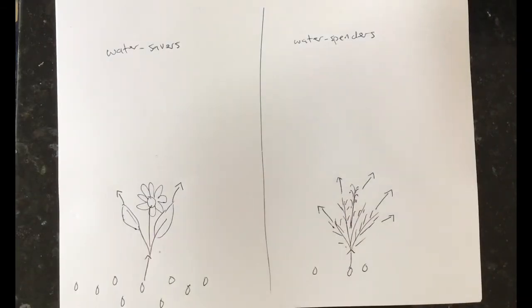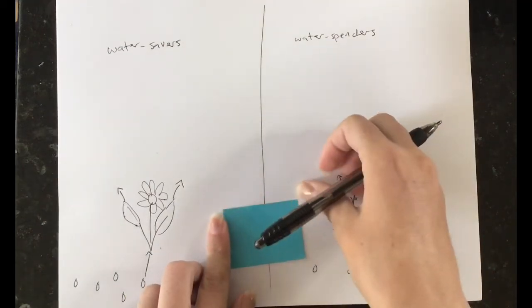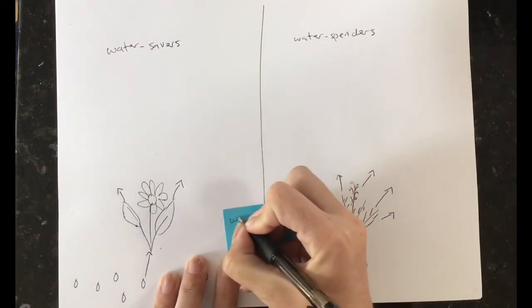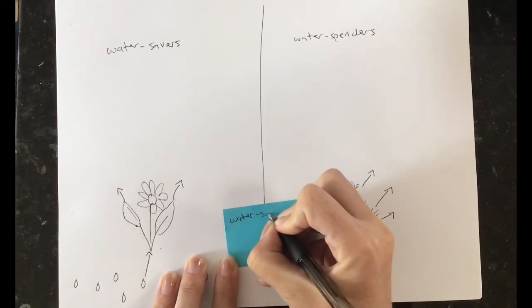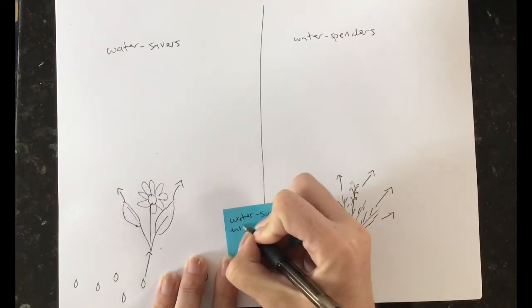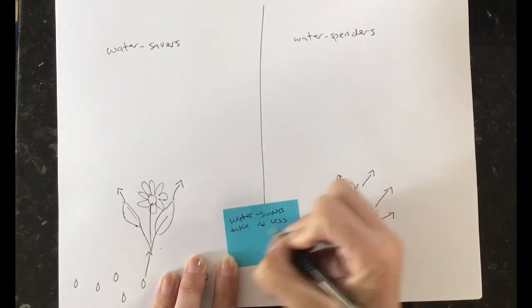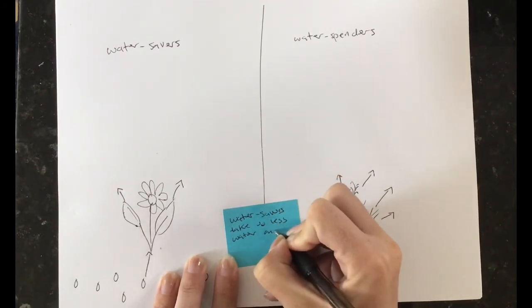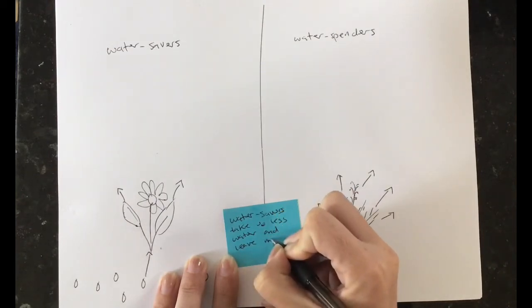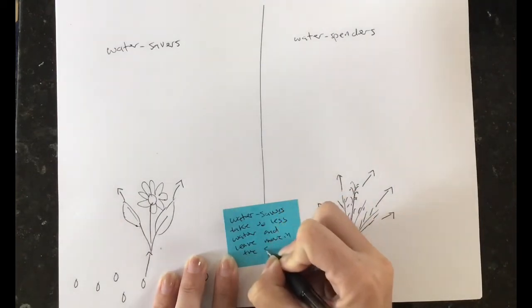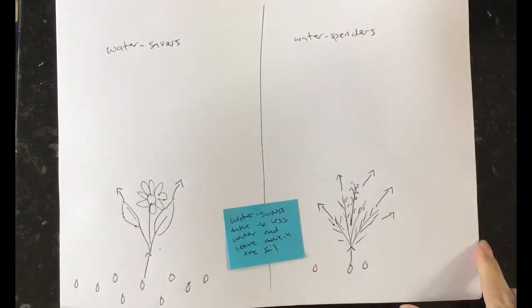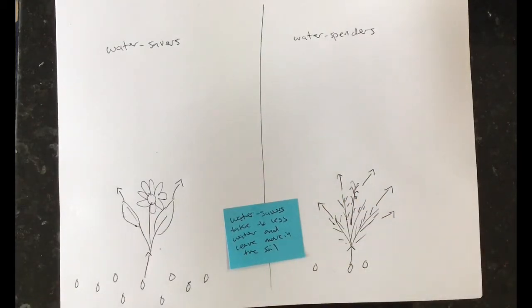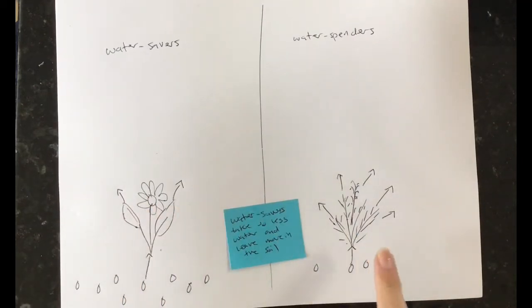Next, I want to use sticky notes to explain any differences that I see between my two different treatments. So I might say water savers take up less water and leave more in the soil. So every time you add a component or a process, you're just going to want to think about how it might be different between our water spender plot and our water saver plot, and write down your thinking in a sticky note.